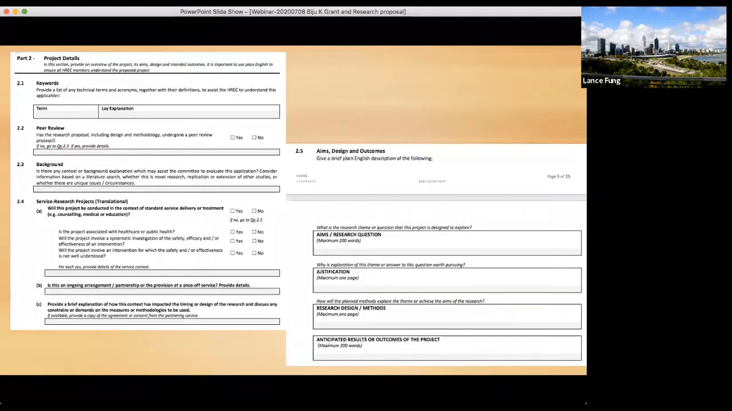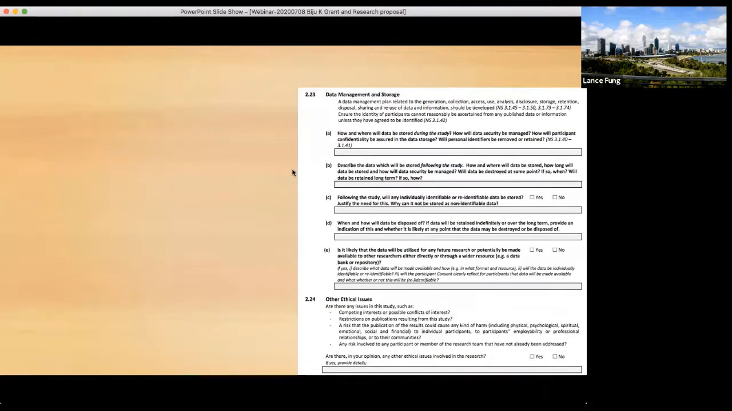Why? Because you must also consider the time requirements of the committee members. They're not only looking at your application, they may be looking at tens, hundreds of applications. So you need to consider the time they need to spend on yours. So you need to be very concise in whatever you're doing.